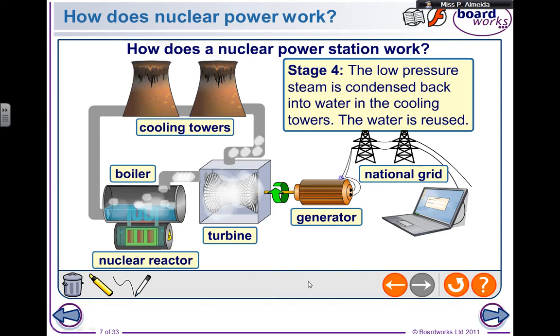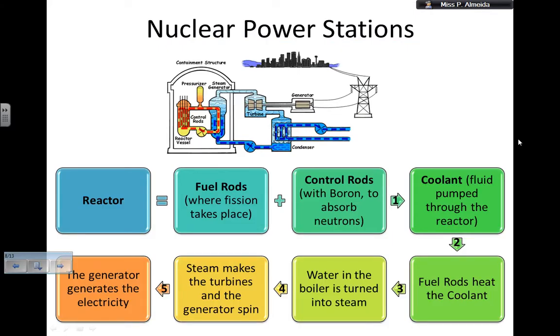And to make this process more efficient, I'm going to use the steam that doesn't have high pressure anymore, so it's not helping the turbine to move anymore. I use the steam to go up to the cooling towers, where the steam is going to be cooled down and condensed back into water, and then it goes down from the cooling towers into the boiler again, so it can be reused, okay? So this allows my process to be overall more efficient. So this is how a nuclear power station works.